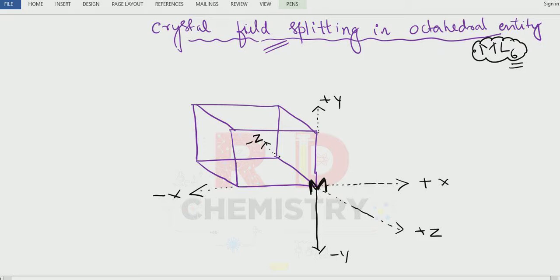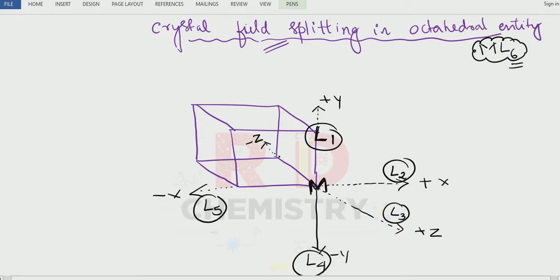So let me write ligand number 1, ligand number 2, ligand number 3, ligand number 4, ligand number 5, and ligand number 6. The 6 ligands approach the central metal atom along the 6 directions. That means along the axis. Okay, clear? Now let me draw the orbitals of the ligands.